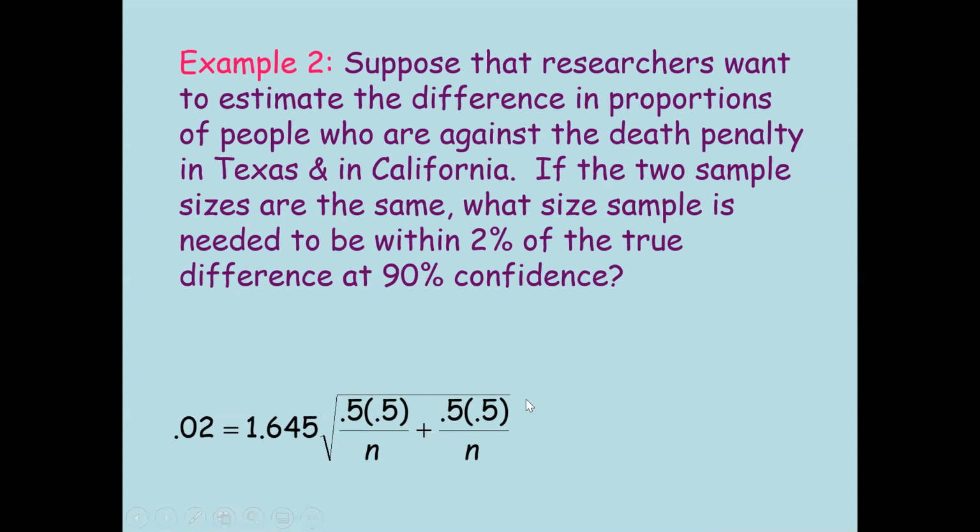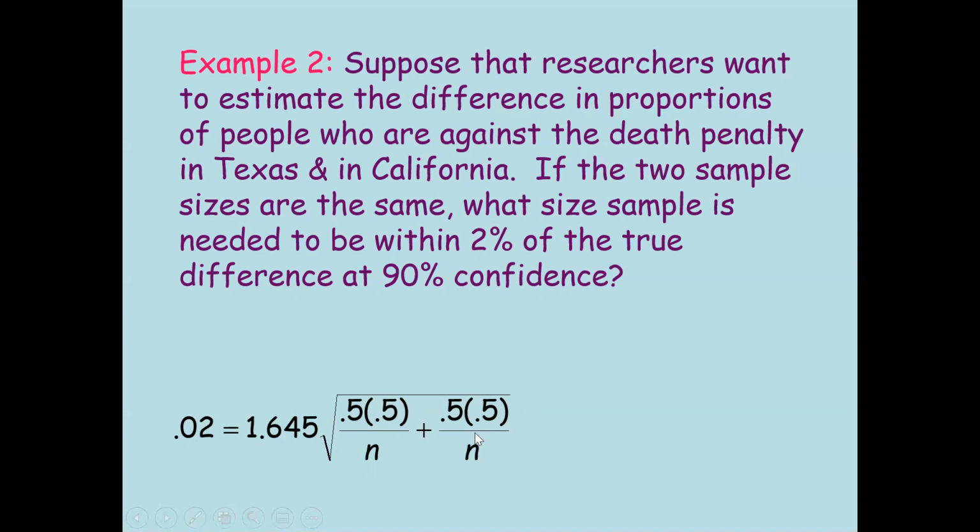times the square root. Again, if we don't know otherwise, we're going to say that our p is 0.5. So 0.5 times 0.5 divided by the unknown sample size plus 0.5 times 0.5 divided by the unknown sample size. Because they told us the 2 sample sizes are the same, we can just use n. If you're using a graphing calculator, I would suggest using your numerical solve and solving for n, or putting these as x. Otherwise you have to take 0.02, divide by 1.645, square both sides, and add these together.